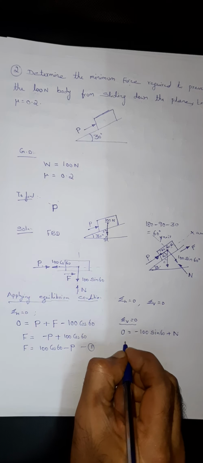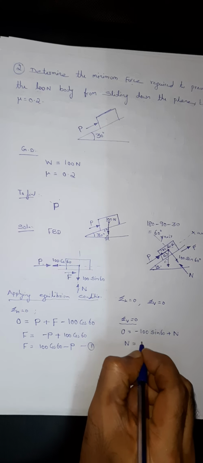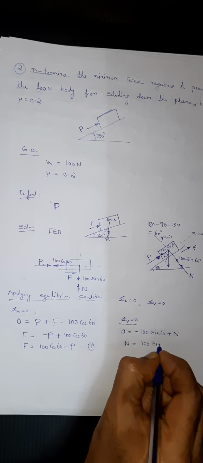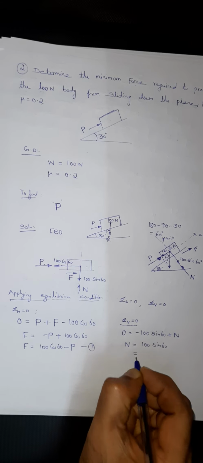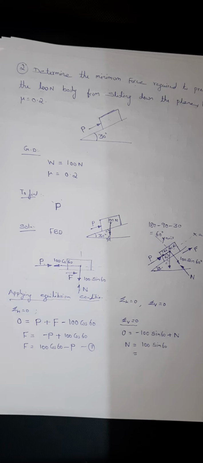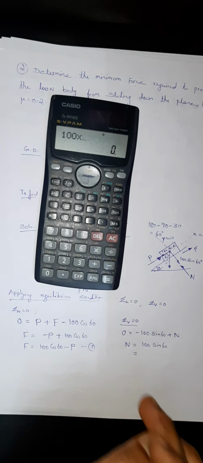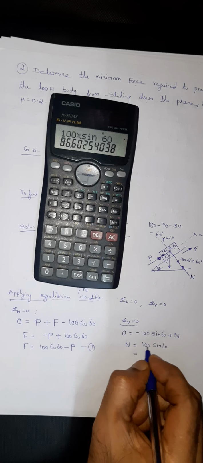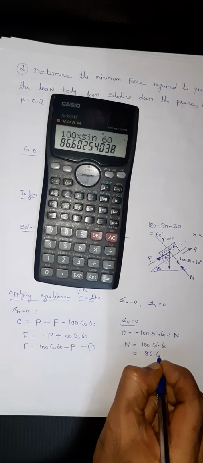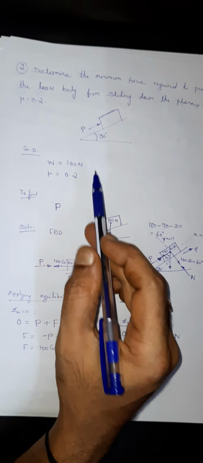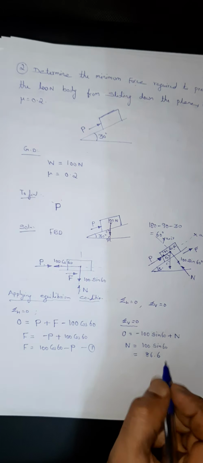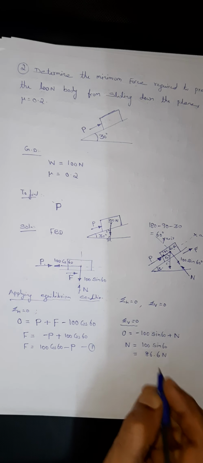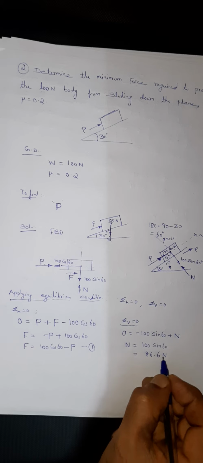Therefore, N equal to 100 sine 60. That is equal to 100 into sine 60, which works out to 86.6. What is the unit? It is given in Newton. So N is equal to 86.6 Newton.